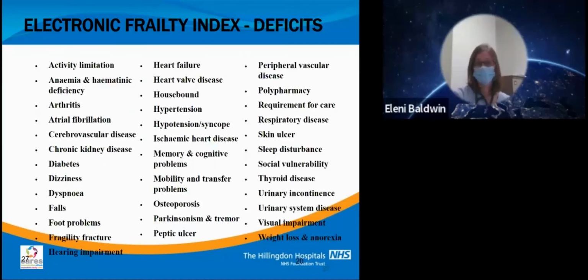These are the deficits that they measure. A couple of things that I would say about it is that they're all equally weighted. So your foot problems are weighted the same as having ischemic heart disease, and visual impairment is the same as having peripheral vascular disease. Again, realizing that if you have visual impairment and foot problems, that actually makes your level of frailty much higher. It's not just looking at the medical problems that you may have.